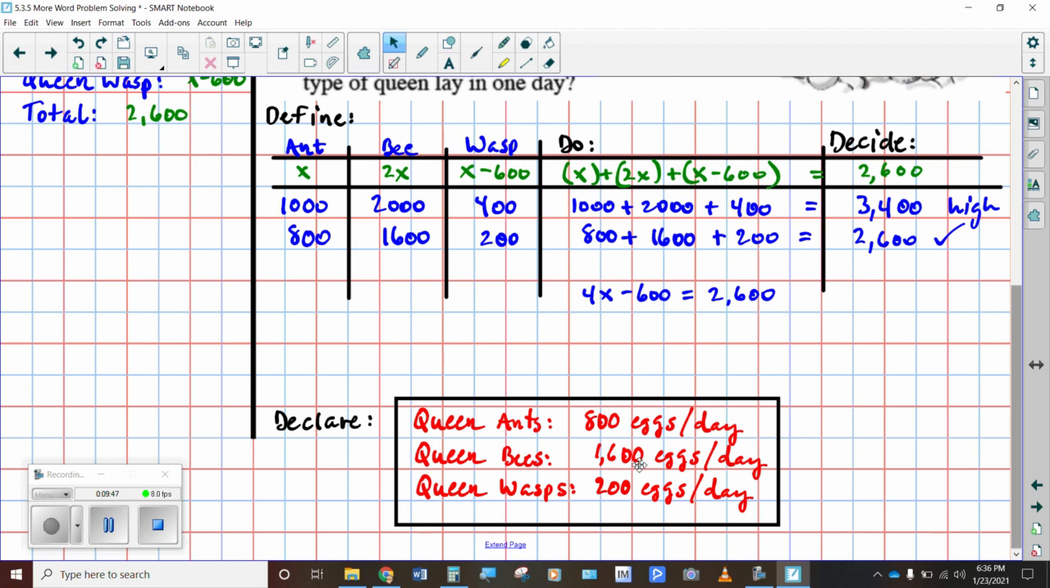The queen bee lays 1,600 eggs per day, and the wasp lays 200 eggs per day. Now let's show that algebraically.